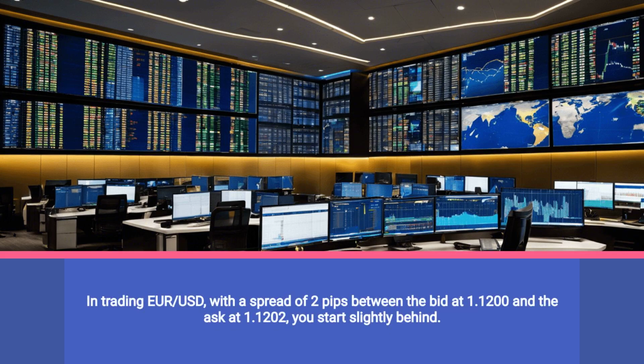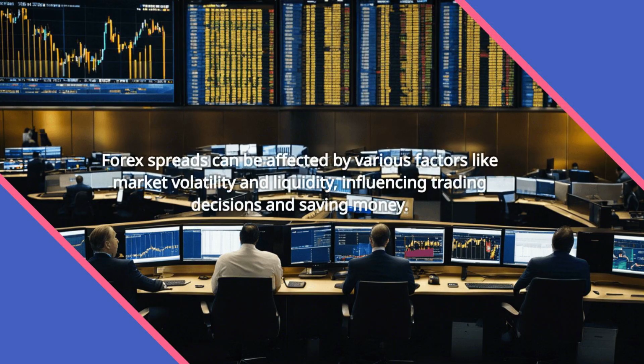This difference is the spread, and it changes with the currency pair and the market. For the EUR-USD, if the bid is at 1.1200 and the ask at 1.1202, the spread is 2 pips. So, starting, you're a bit behind. You need good price moves to turn a profit. Many things can make Forex spreads bigger or smaller. Knowing what these are helps make better trading choices and can save money. Main factors include market volatility and liquidity.